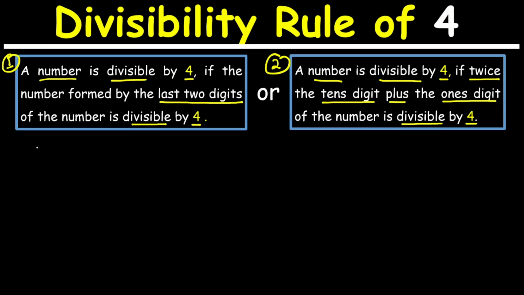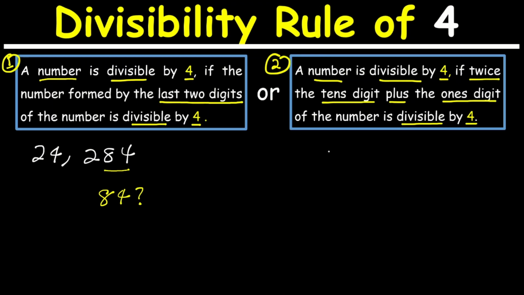Is the number 24,284 divisible by 4? Let's use the first rule. The number formed by the last two digits is 84. Is 84 divisible by 4? 84 is a big two-digit number, and we have to divide it by 4 to check its divisibility by 4. But we don't want to do that. Let's try using the second rule.